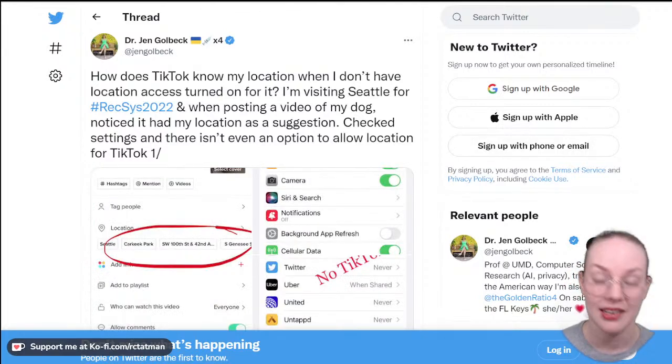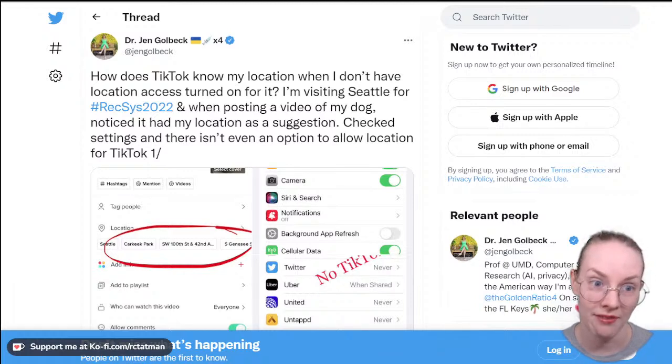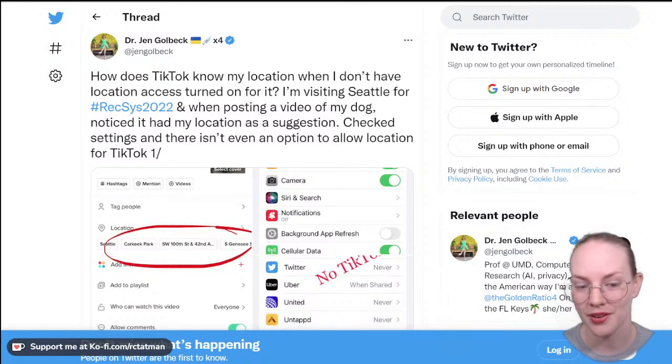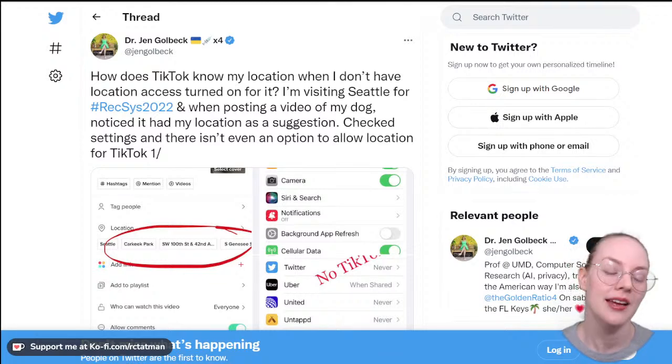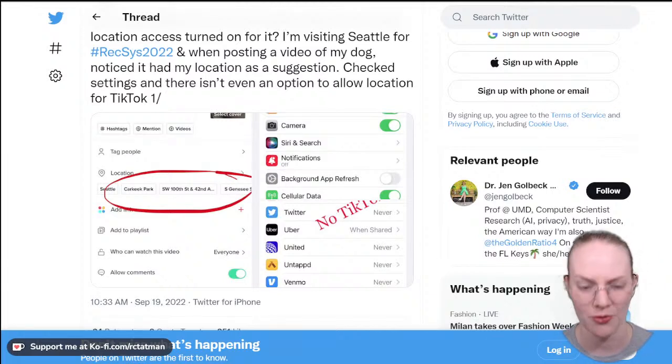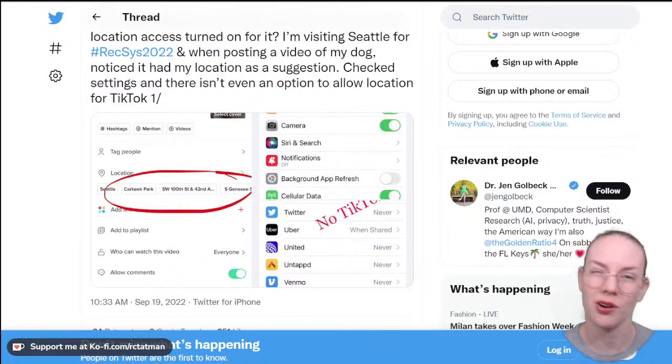Next up, this one was awful. If you're not familiar, Dr. Jen Golbeck is a privacy researcher. We've talked about some of her research before. She is, again, one of the leading experts on privacy. She found that TikTok, because she also runs, I think we've talked about this on the channel before, the Golden Ratio 4, I think. She is a celebrity golden retriever TikTok and also, I think, Twitter and Instagram account, if you like celebrity dog accounts.